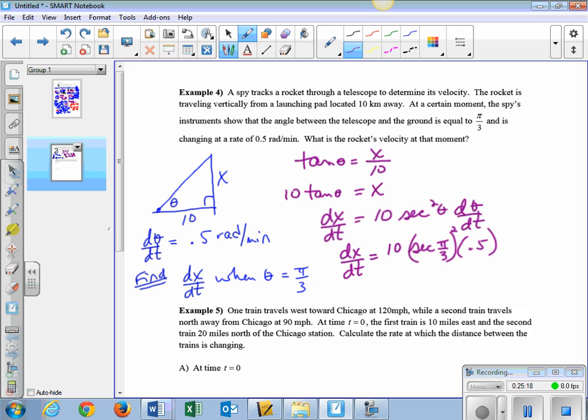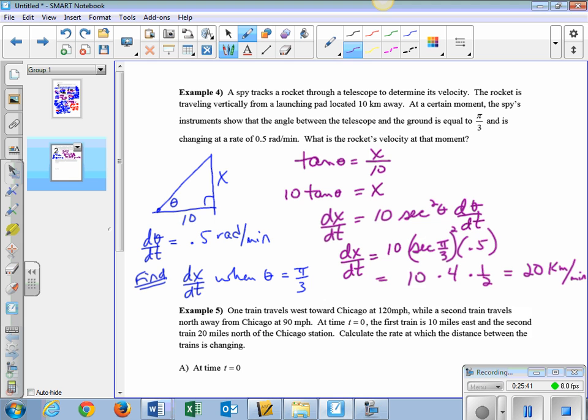Okay? Secant of pi over 3, do you remember what that is? That's going to be a 2 squared. That will be a 4 times 1/2. So I get 20 kilometers. Is it kilometers? Yep, per minute. Okay, so it's answering the question here. What is the rocket's velocity at that moment?